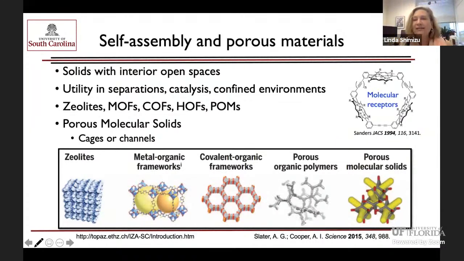So we look at assembling macrocycles, and you can think of these assembling macrocycles as giving porous materials. So especially if they have a sizable hole in the center. And porous materials are a really exciting area. There's a lot of different strategies to making solids that have interior open spaces. The reason there's so many different strategies is because they have so many cool applications. They're great for separations, catalysis. We look at reactions and flow and diffusion in confined environments.